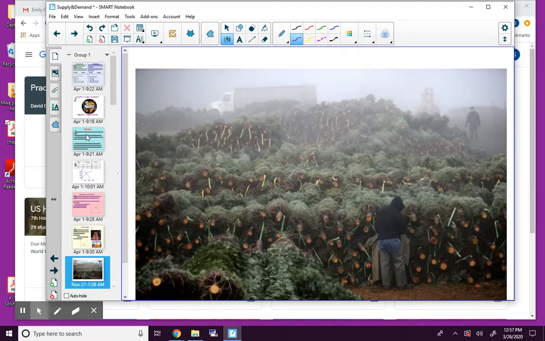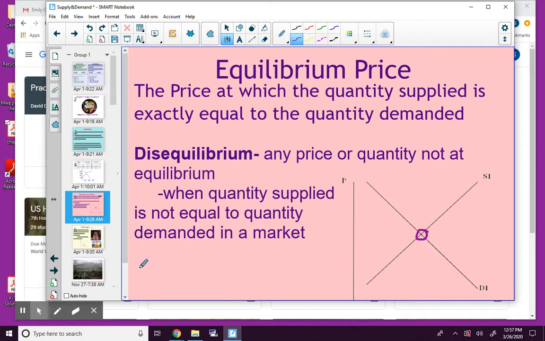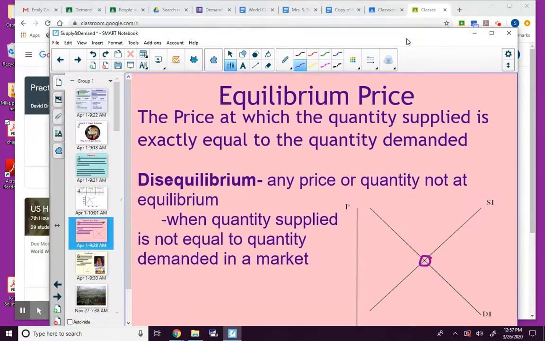So we started with equilibrium, an example of disequilibrium, and then a shortage. We'll continue with another look at equilibrium.